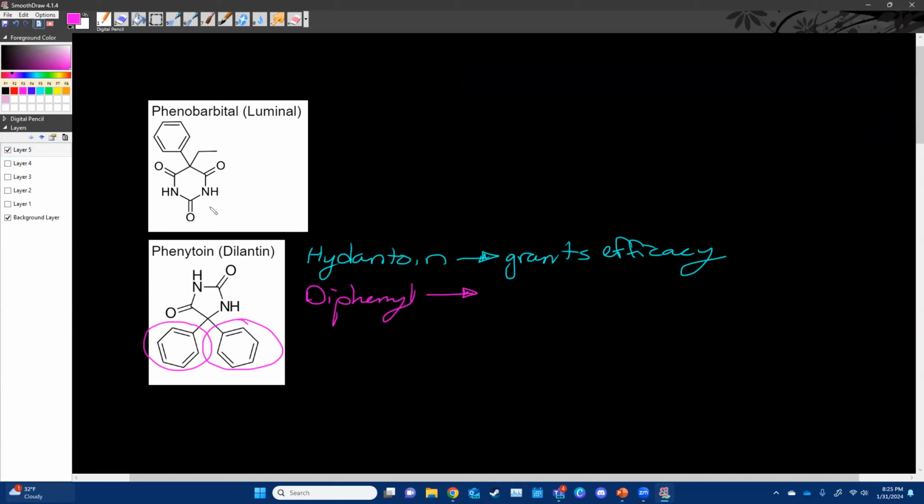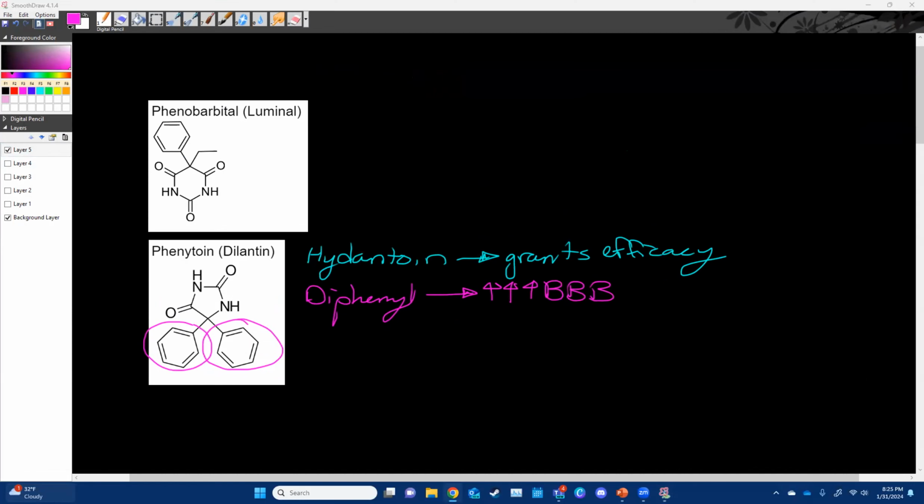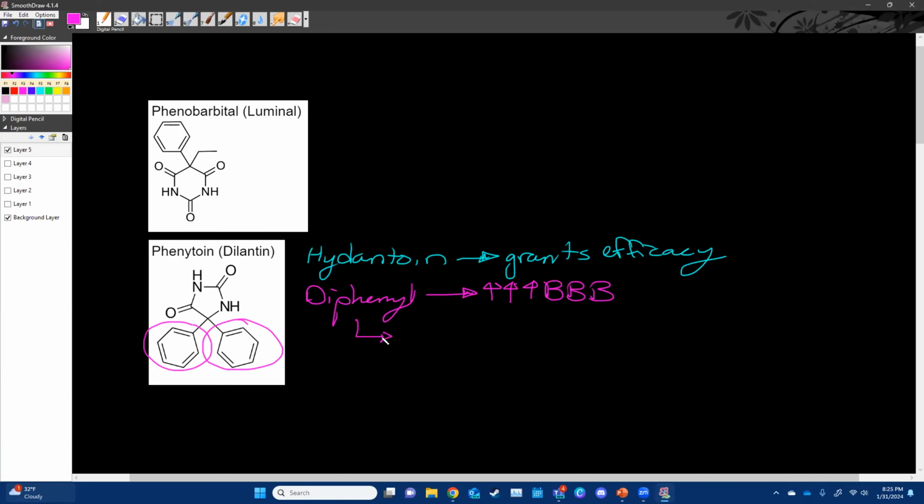Anyways, so when we look at phenobarbital versus phenytoin, the biggest thing here is that we have this hydantoin backbone. The fact that we have the two phenyl groups is that we have very, very good penetration into the blood-brain barrier, into the brain, right? So this is where the efficacy of phenytoin comes in. Of course, what this means is that we're going to have aromatic hydroxylation as pretty much our only metabolism.